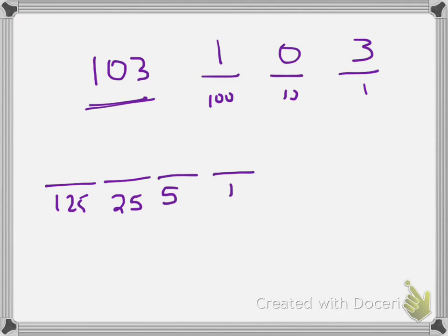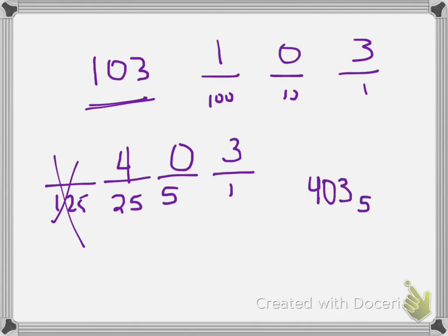So now I look, well, I can't put 125 into 103. So that's out. So how many 25s would go in there? 4. 4 would make 100, which means I have no 5s left over, and I have 3 units left over. So 103 is the same as 403 base 5.